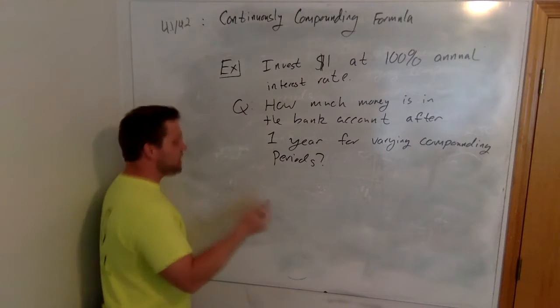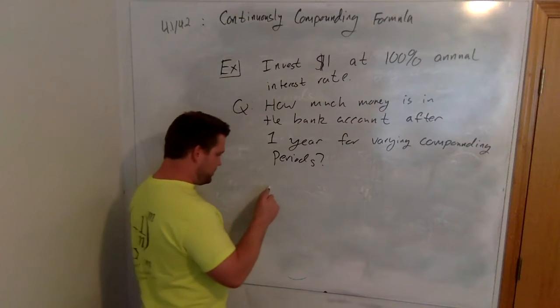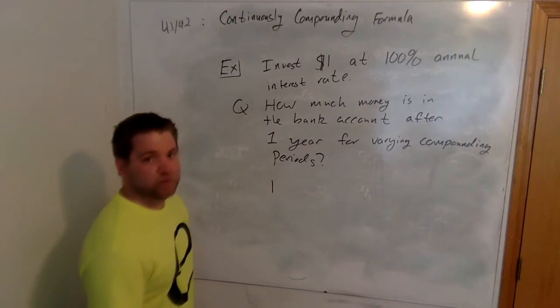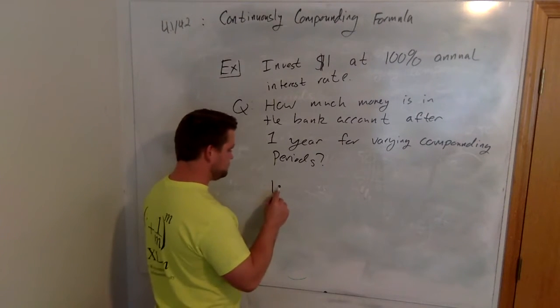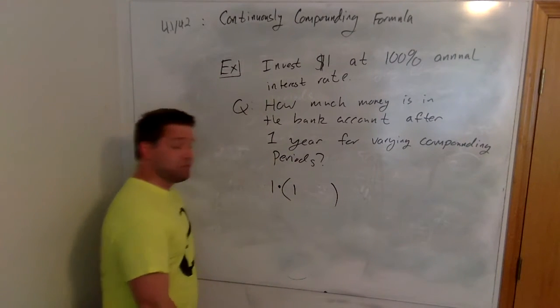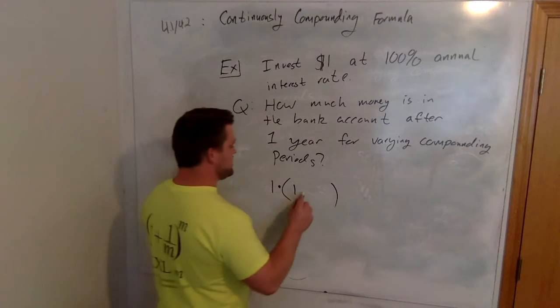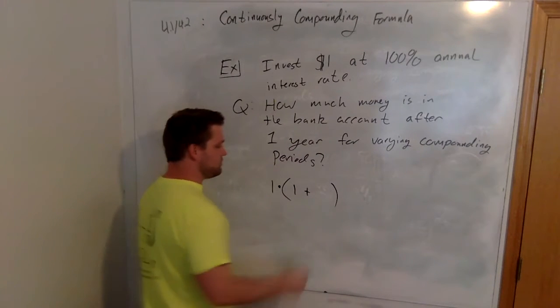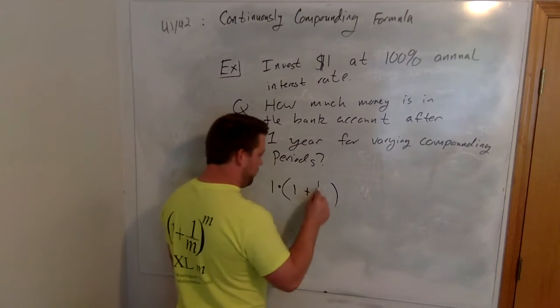So what would this bank account look like? Well, let's think about it. We have $1 in the bank account. I'm not going to lose any of our money, so we're still going to have 100% of our money. Our interest rate is 100%, which as a decimal would just be a 1.